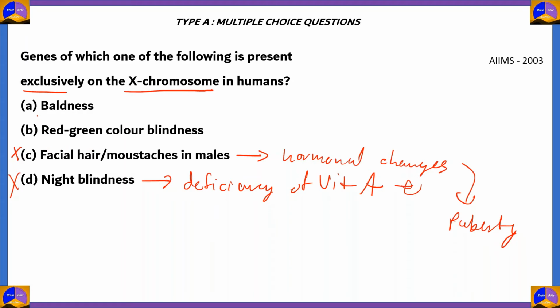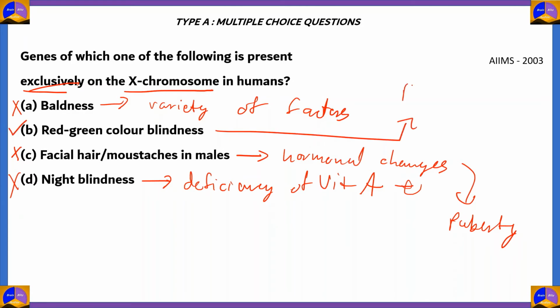What about option A, baldness? Baldness depends on a variety of factors, and therefore, the term exclusive is not applied here. So option A is incorrect. The right answer is option B, red-green color blindness, which is an example of point shift mutation, which affects the X chromosome.